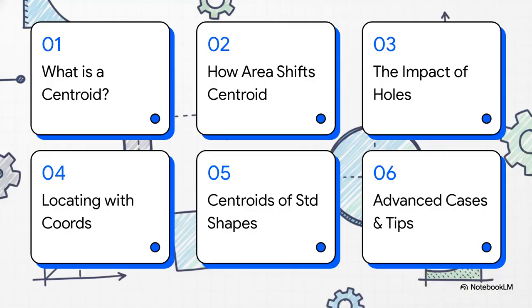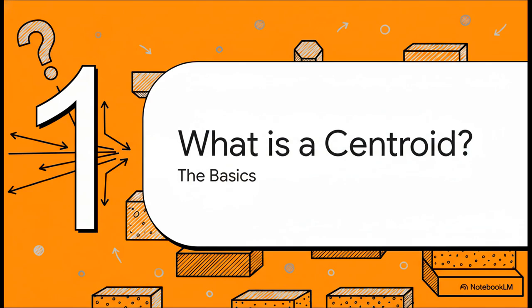Okay, let's jump right in. Here's our game plan for today. We're going to start with the absolute basics. What even is a centroid? Then, and this is the important part, we'll build a powerful intuition for how it moves around. We'll look at what happens when you add area, what happens when you take it away with holes, and then we'll get into the math, locating it with coordinates, memorizing the must-know formulas, and finally, we'll tackle some tricky advanced cases you'll definitely see on your exams. Let's do this.